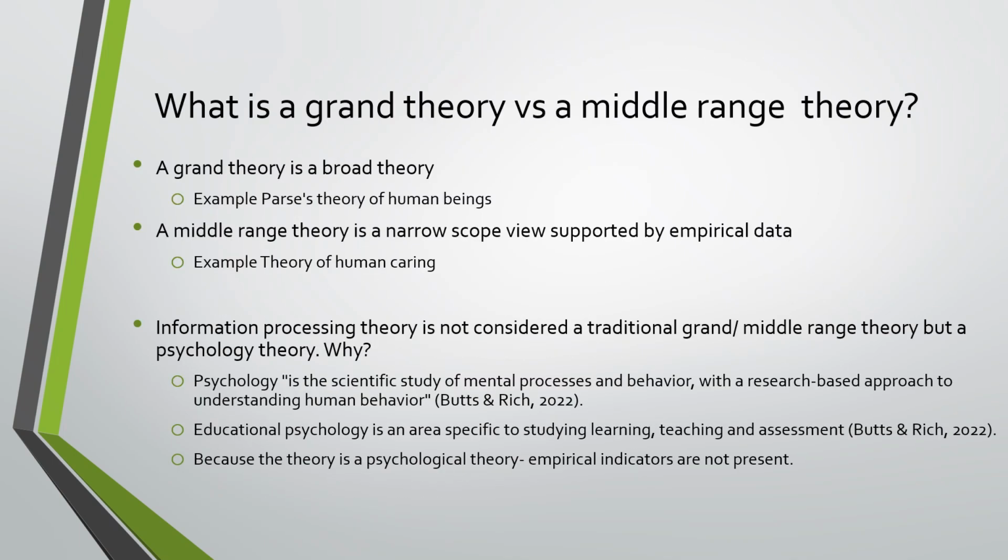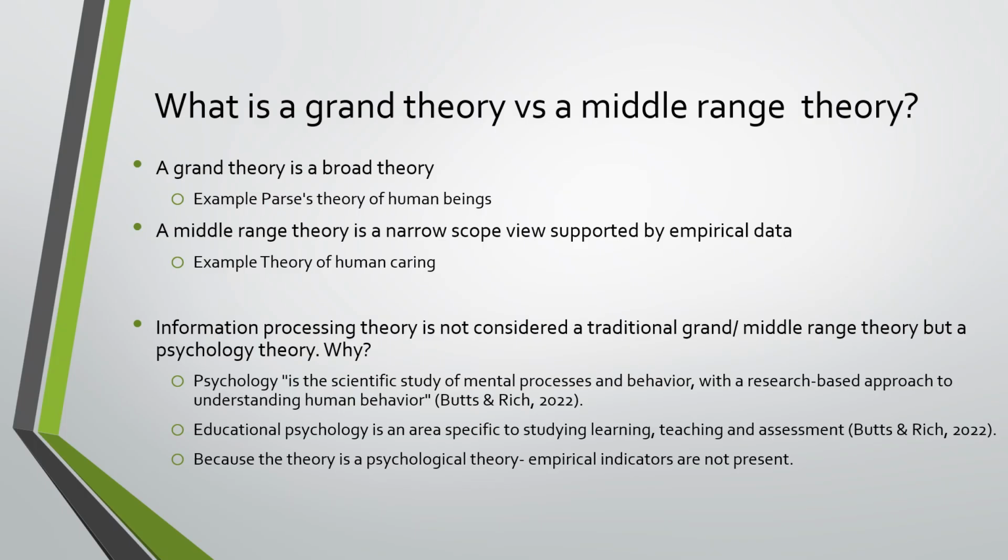What is a grand theory versus a middle range theory? According to Butts and Rich, a grand theory is a broad theory, too big to narrow down the relationship between a hypothesis and a specific nursing action. An example is Parse's theory of human becoming. A middle range theory has a narrow scope and is supported by empirical data which can be tested. An example of this is the theory of human caring.